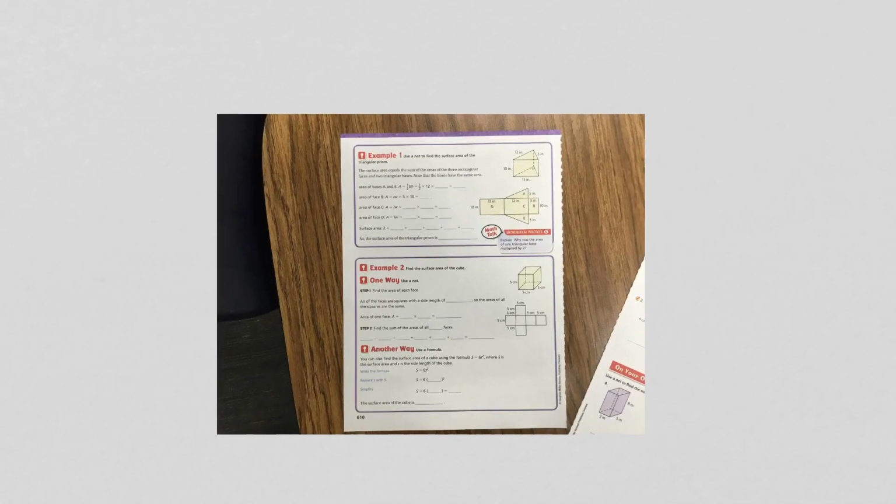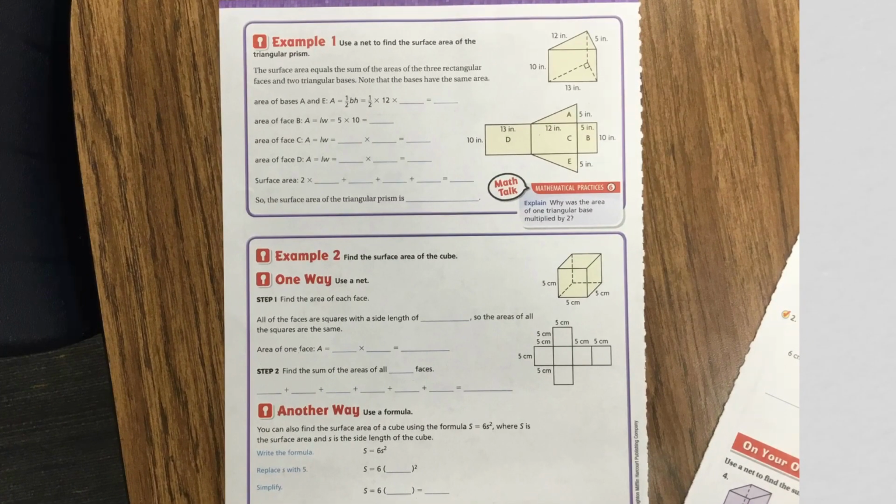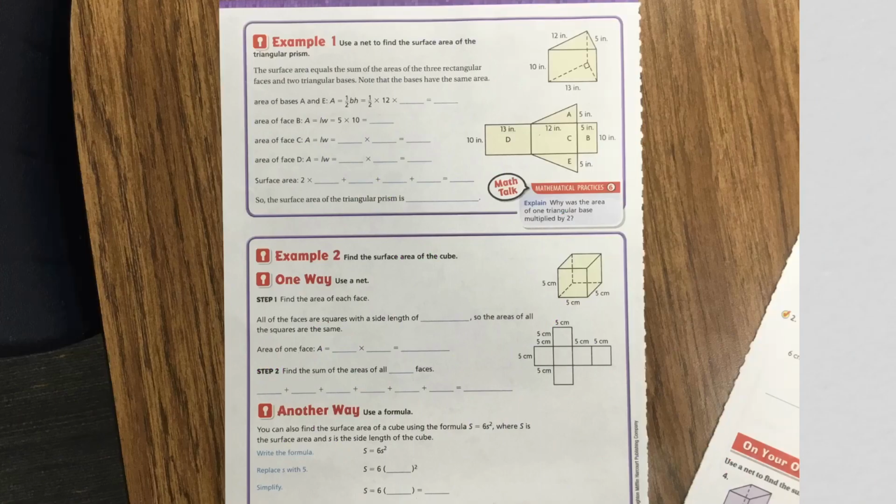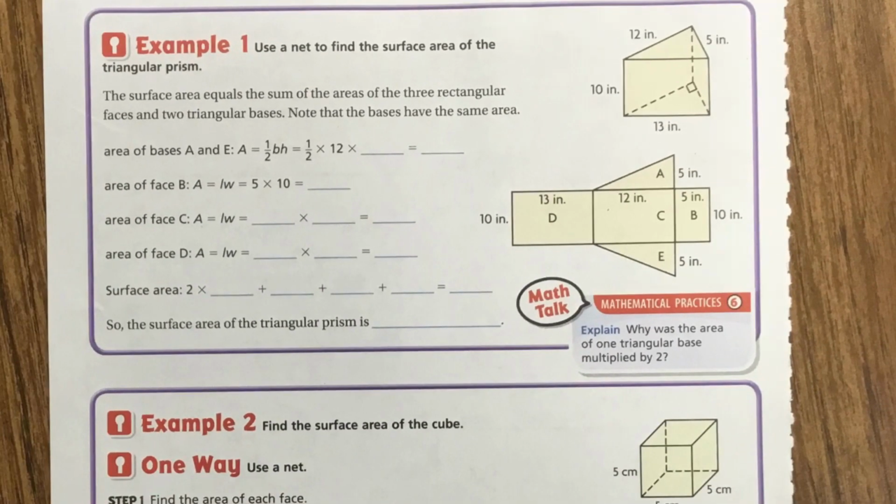Also, this formula only works for rectangular prisms. You can't use it on a triangular prism, just a rectangular prism. Okay. So let's look at this next one. This is a triangular prism. The sides are rectangles, but the bases are triangles. So it's a triangular prism.